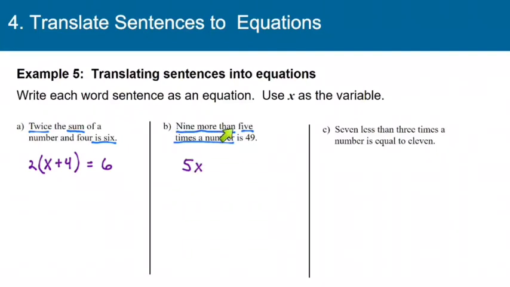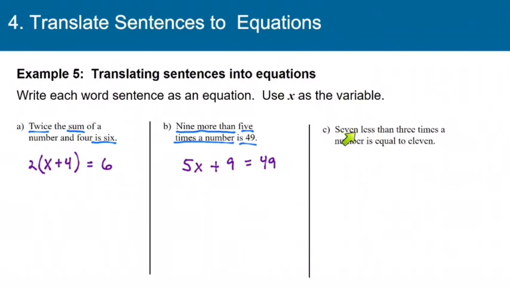And then 9 more than that would be to add 9 to that product. And then it says 9 more than 5 times a number is 49. So "is" means equals 49. And that's all there is to that. And then let's look at part C. 7 less than 3 times a number is equal to 11.